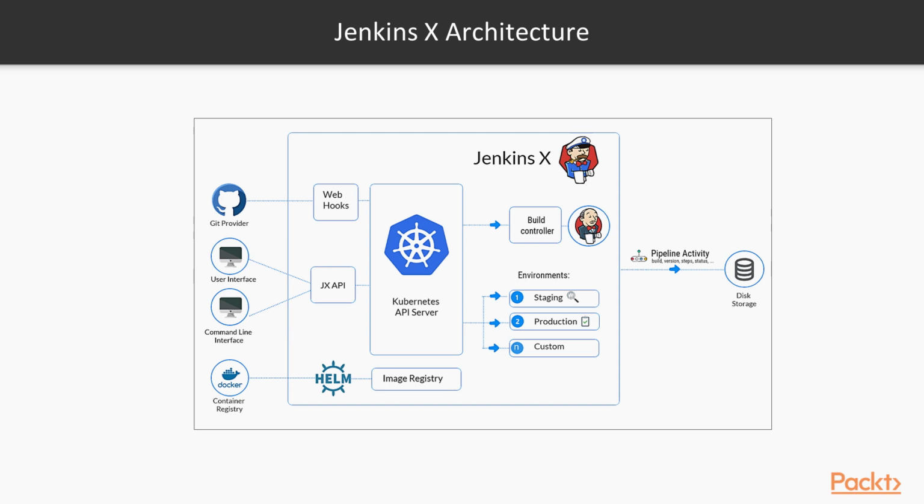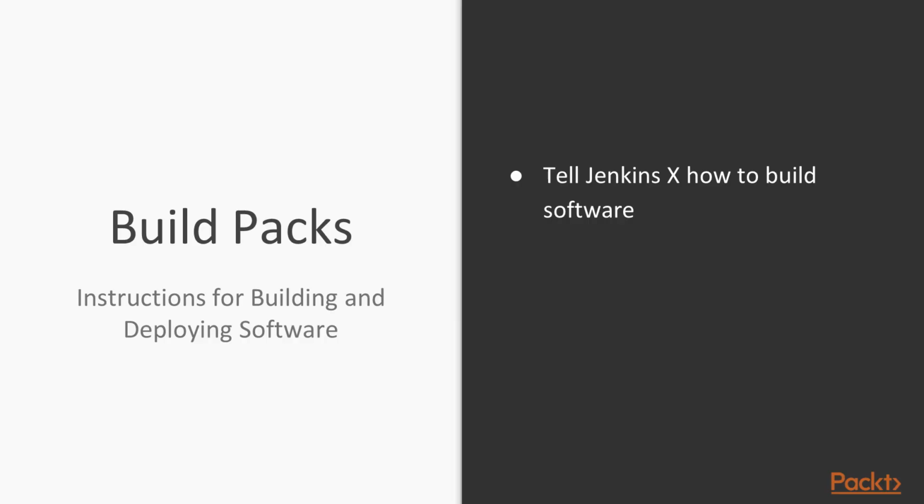Now, the way that Jenkins X knew how to do that was through the use of a build pack. A build pack provides Jenkins X with instructions for building and deploying software. So it tells Jenkins X what all of the individual steps are that need to happen to build, run any tests, and then package into a Docker container and then deploy using Helm.